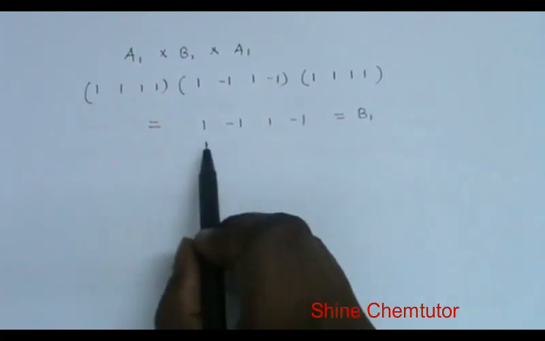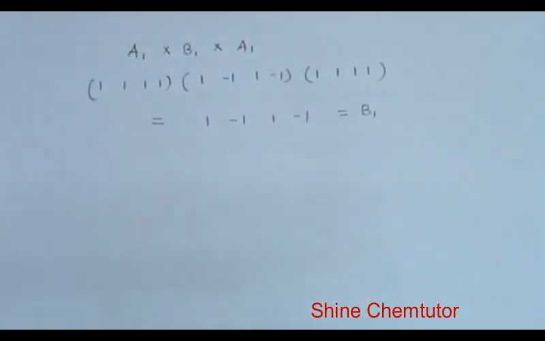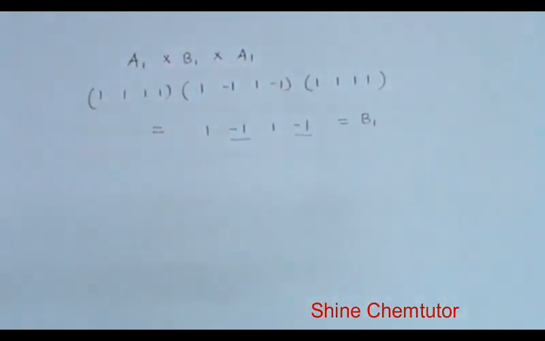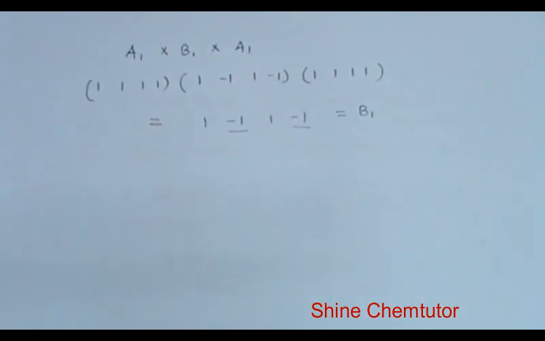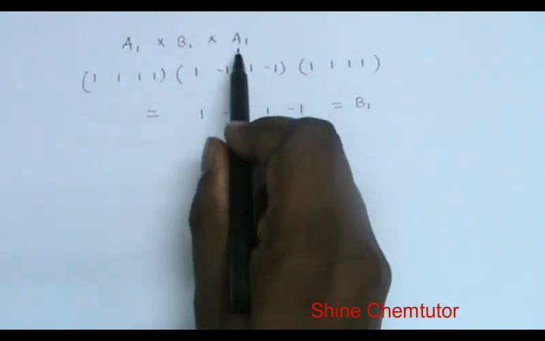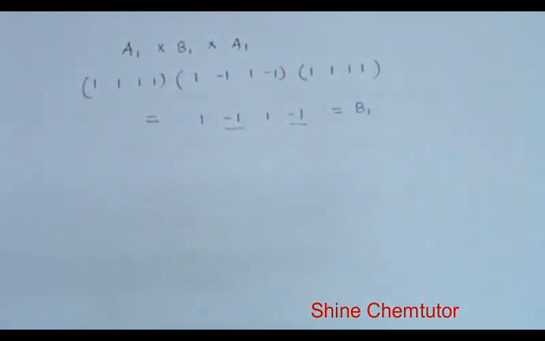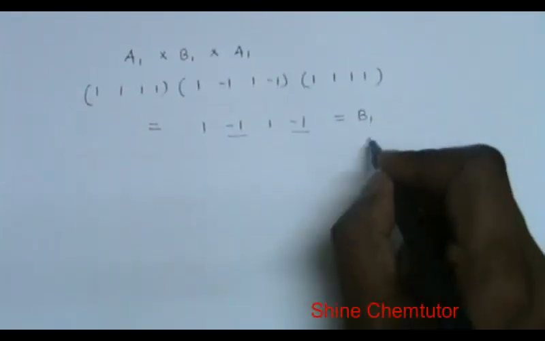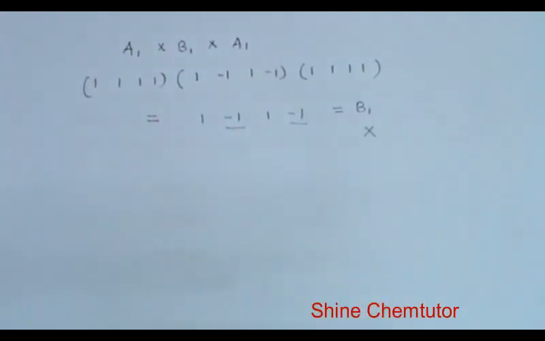Here, I have got characters which have a minus sign. That means it is not totally symmetric. If I get a minus sign, it means that the polarization along this Z axis is zero. It is not polarized along the Z axis. So I can eliminate the Z polarized option.